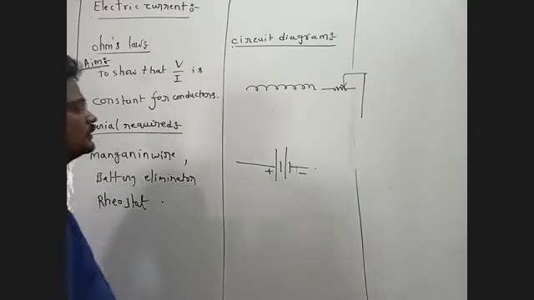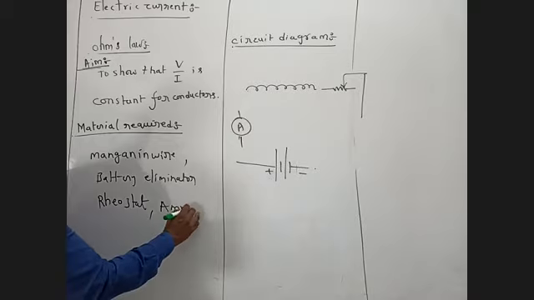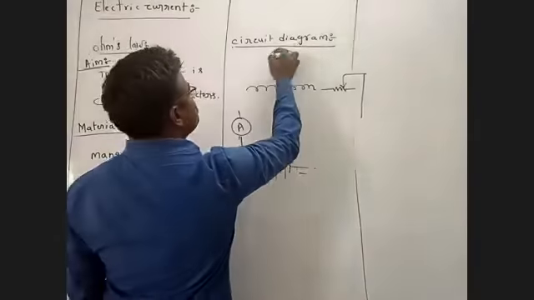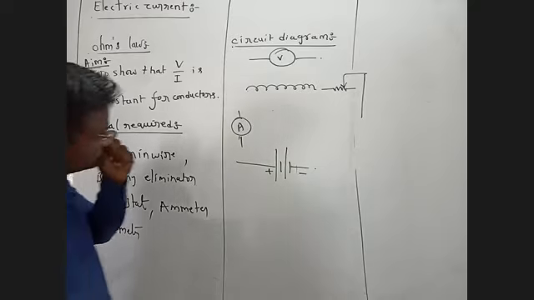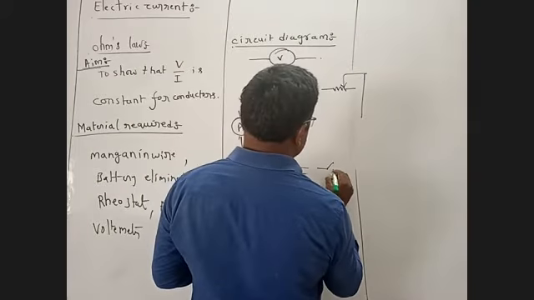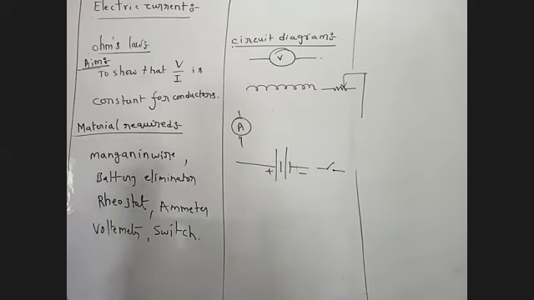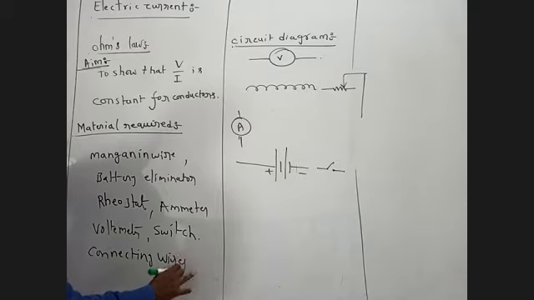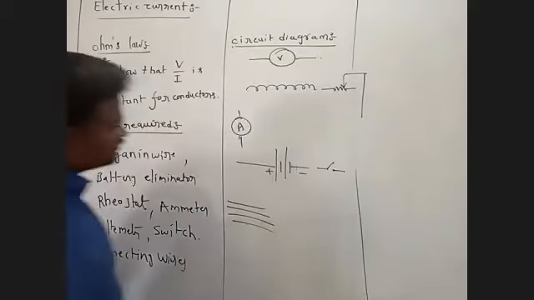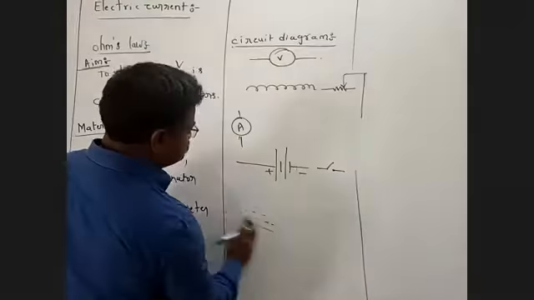Next, this is an ammeter. This is a voltmeter. This is a switch. Next, I'm taking the connecting wires. So next, procedure.